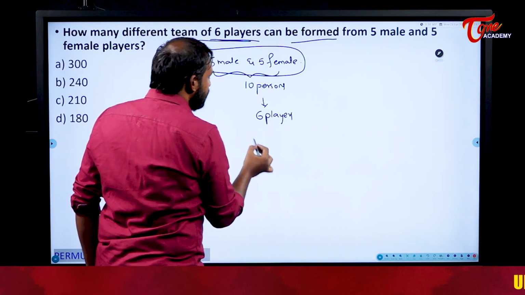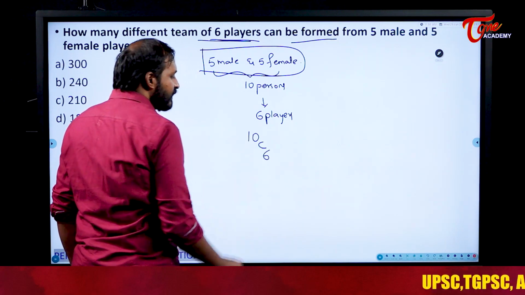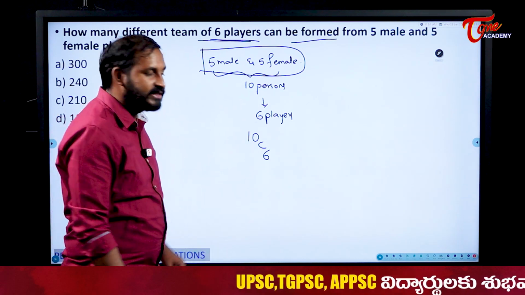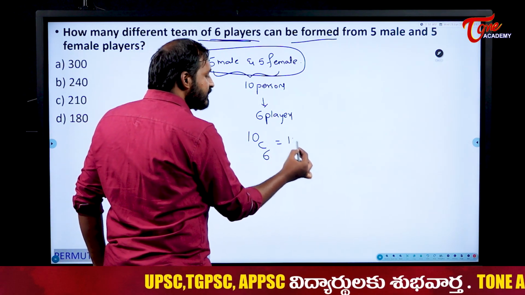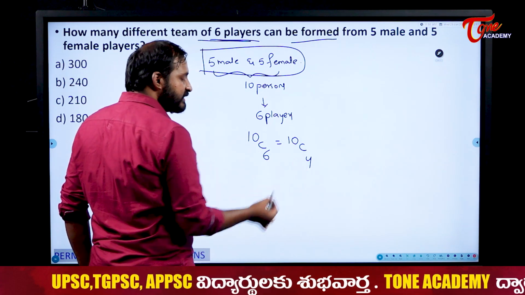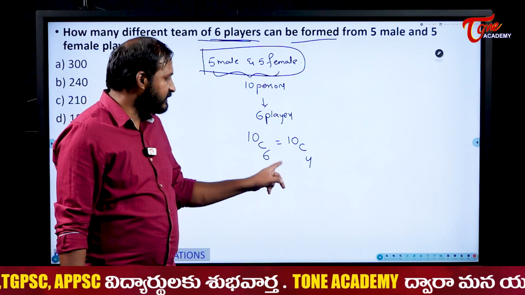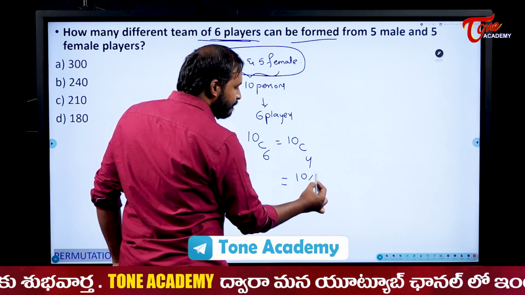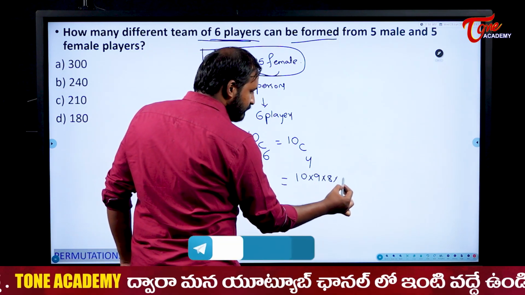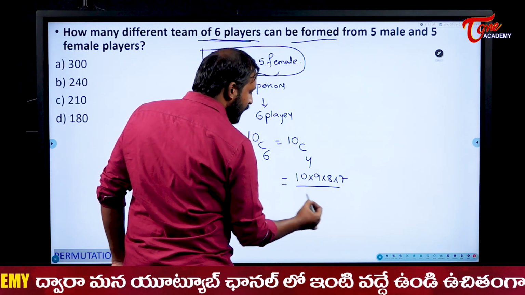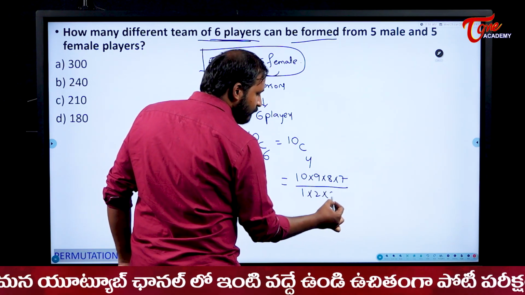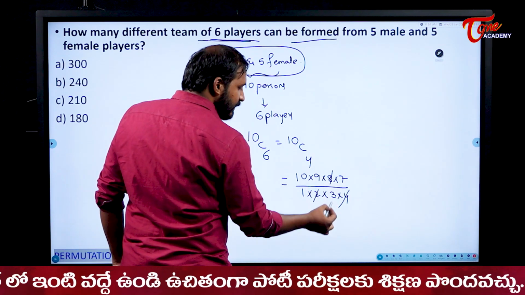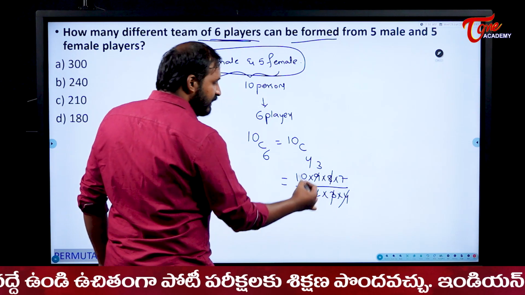So how can we write? 10C6. 10C6 is also equal to what, students? Just now we discussed, 10C6 is also equal to 10C4. Why? Because 10 minus 6 is 4. So 10C4: 10 into 9 into 8 into 7 over 1 into 2 into 3 into 4. 2 4s are 8, so 8 gets cancelled. 3 1s are 3, 3 3s. So 10 3s are 30.